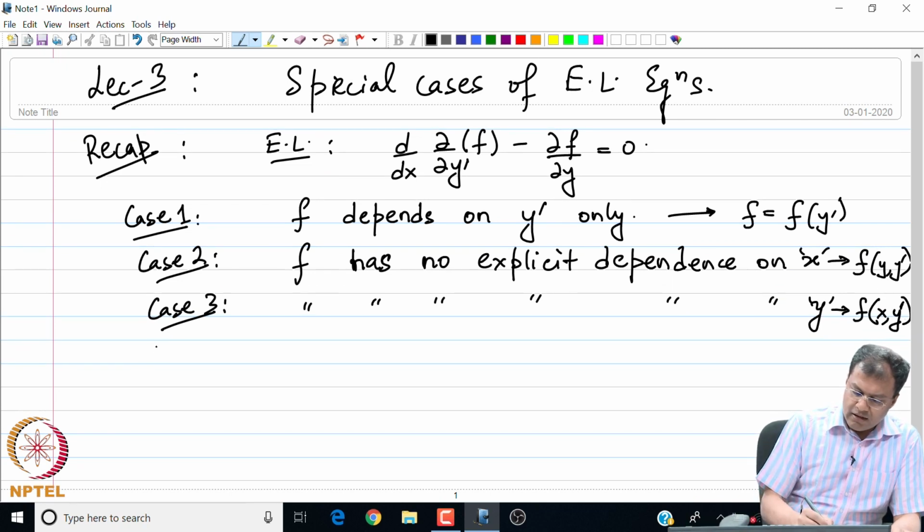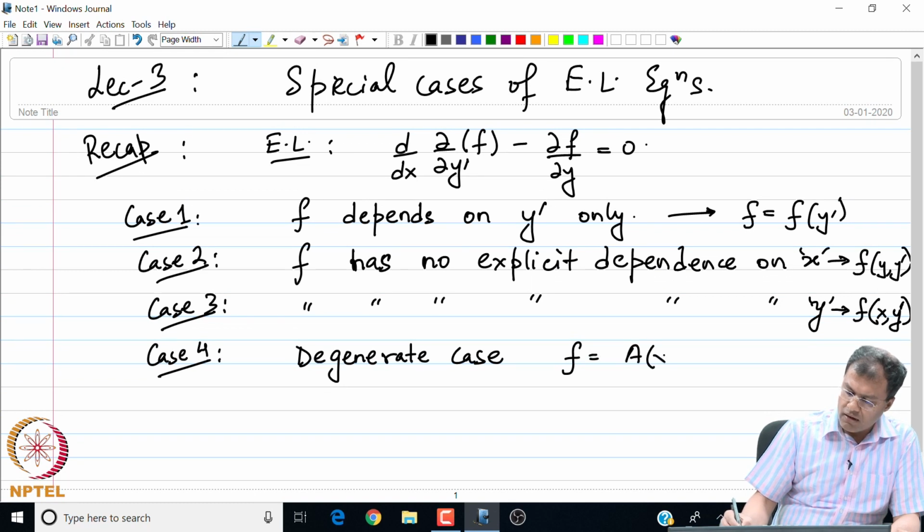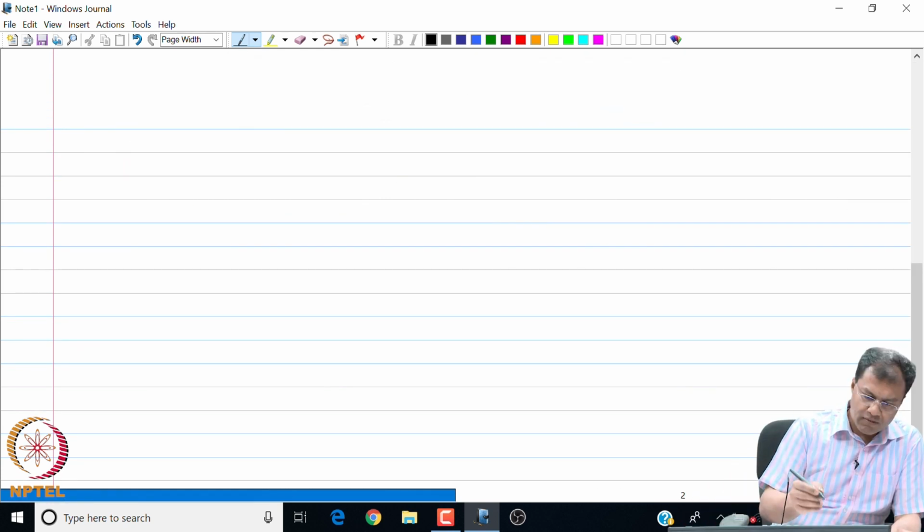Okay. And then there is a special fourth case where f has a linear dependence on y prime, which I call the degenerate case. And why it is called the degenerate case, we are going to later on look at this situation. So, in this case my f has a linear dependence on y prime. Okay. So, let me now look at each of these cases one by one. So, let us look at the first case and how the Euler-Lagrange simplifies in this first case.